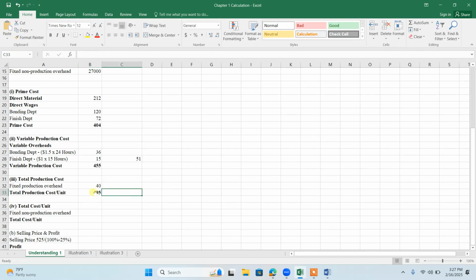Now my dear, this is the fixed production cost. Okay. But we also need to calculate. Now let's check the fourth requirement where we are supposed to calculate the total cost. This is the fixed production cost per unit, and we can say that the total production cost per unit is 495. Now let's check the fourth requirement.